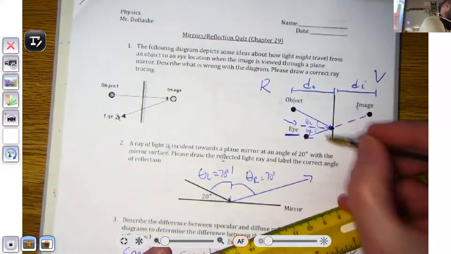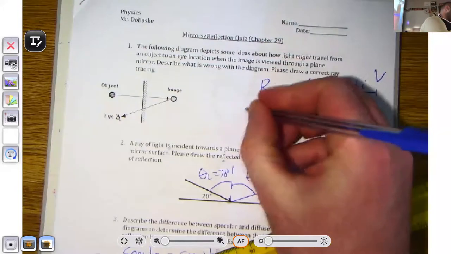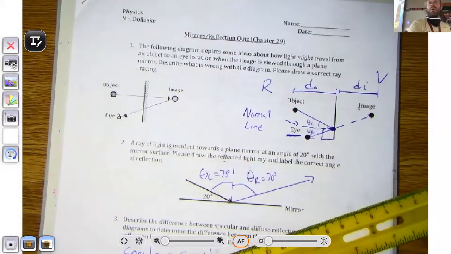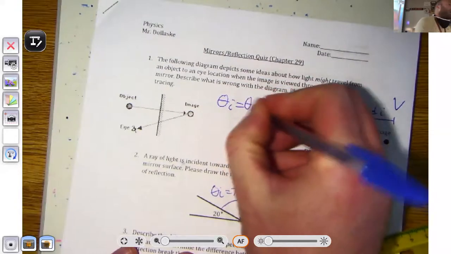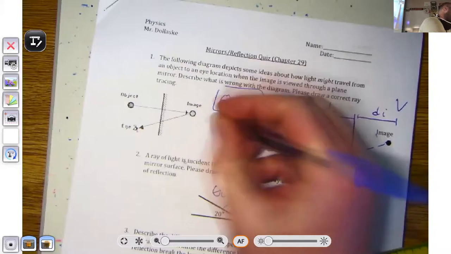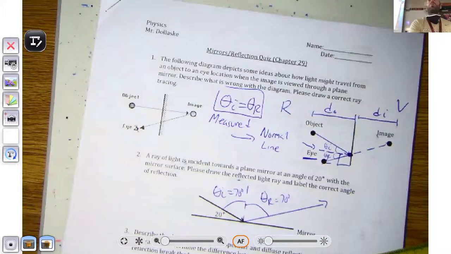Hint, what angle does it make with the mirror? 90 degree angle. So what is that line called if it makes a 90 degree angle? That's the normal line. And what we should remember is that the law of reflection states that theta I equals theta R, but both of those angles must be measured with respect to the normal line.